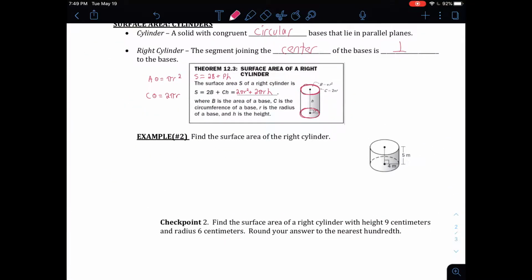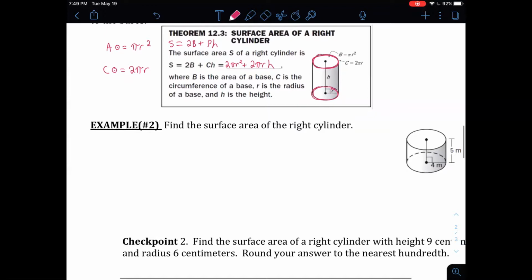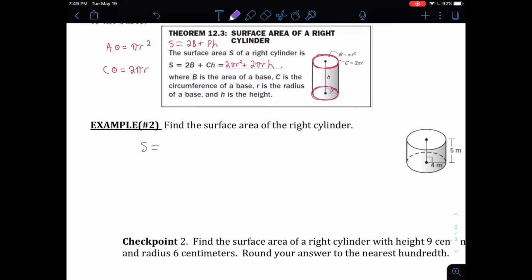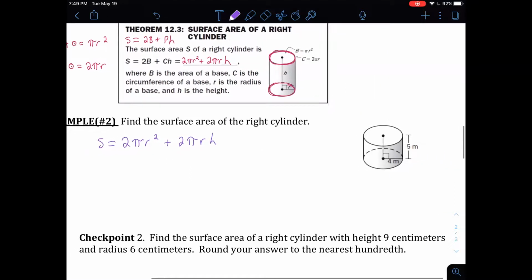Let's go ahead and find the surface area of this right cylinder. Again, surface area equals 2 pi r squared plus 2 pi r h. For this cylinder, do we know the radius? The radius is 4. Do we know the height? The height is 5. So now we're just going to plug it in.